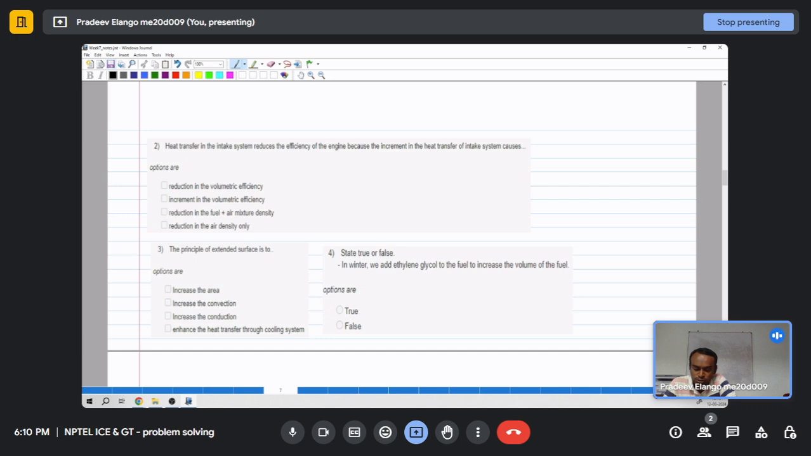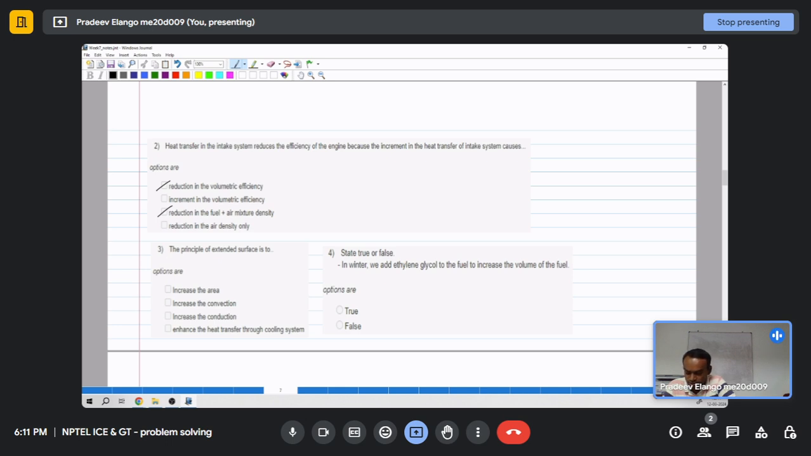Heat transfer in the intake system reduces the efficiency of the engine because the increment in the heat transfer of intake system causes reduction in volumetric efficiency, increment in volumetric efficiency, reduction in fuel air mixture density, reduction in air density only. So because of the heat transfer to the intake system, the charge will get heated, and because of this, density will get reduced, and so only less mass of air can get into the combustion chamber, so that means reduction in volumetric efficiency and reduction in fuel air mixture density.